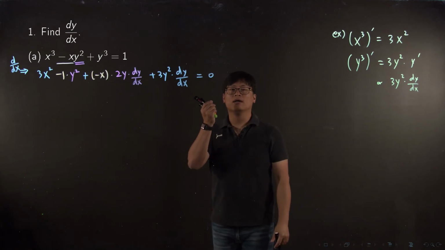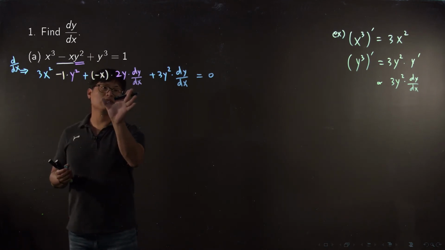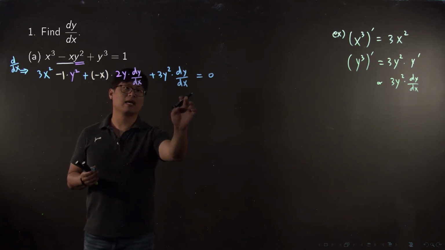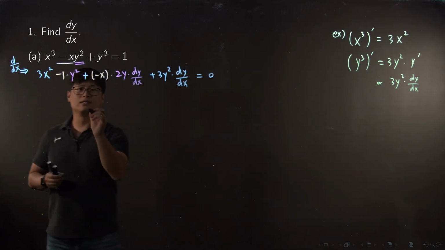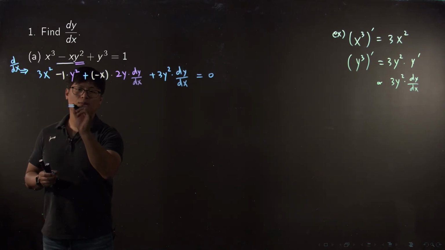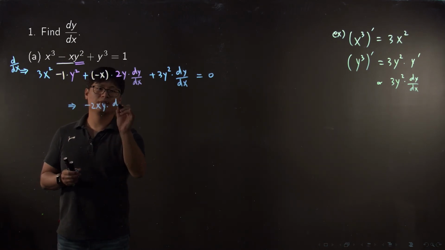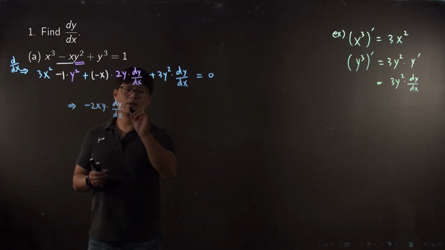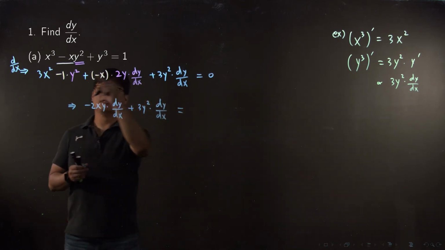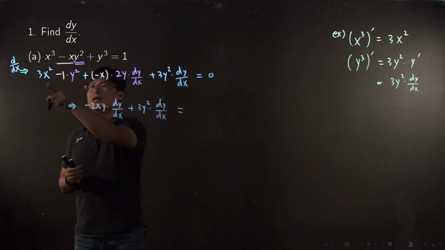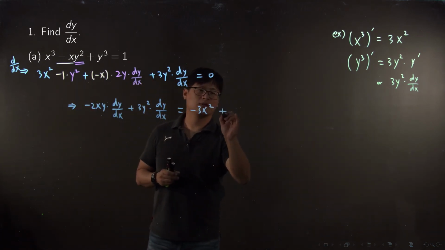So now what are you going to do? We have to solve for dy over dx. All the terms concerned with dy over dx, this one and this one, must live on the left-hand side, and the other two terms will move to the right-hand side. So let me do the moving and simplifying at the same time. This one is negative 2xy times dy dx, and the second term, plus 3y squared times dy over dx, is equal to, now these two terms will move to the right-hand side, then it will be minus 3x squared plus y squared.